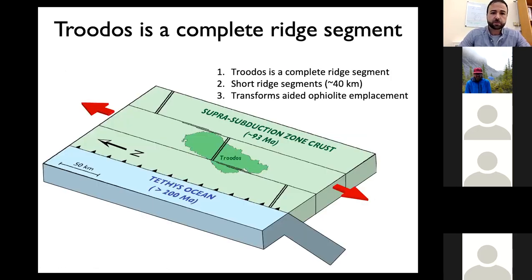So to place this result into the in situ context at the time the ophiolite was created, 93 million years ago, we can see that basically the ophiolite was pretty much a complete ridge segment, and perhaps the transforms here, this is the subduction zone of the Neotethys ocean that was going on at that time. So the isolation of this ophiolite must therefore have been aided or supported by the fractures, let's say the discontinuities, of the transform faults in this system.